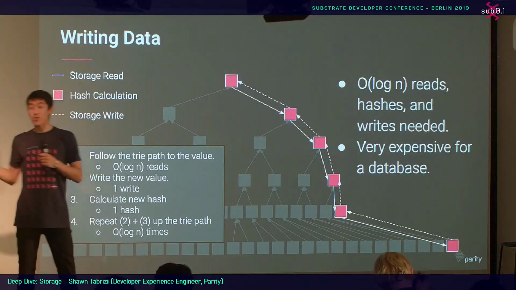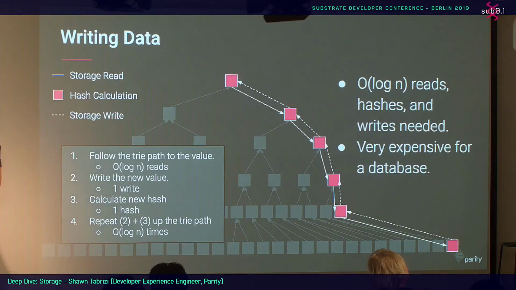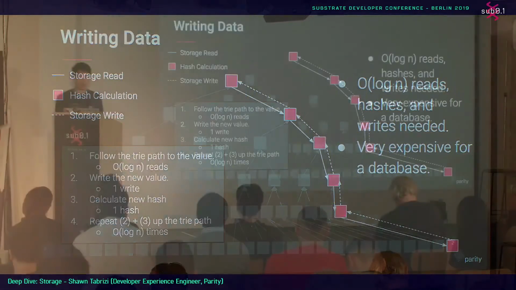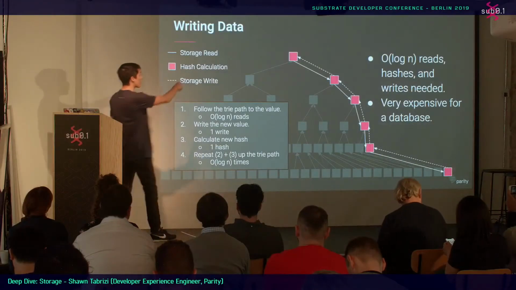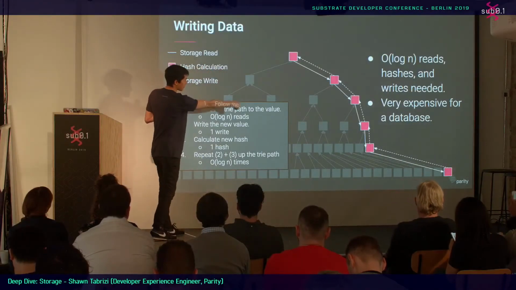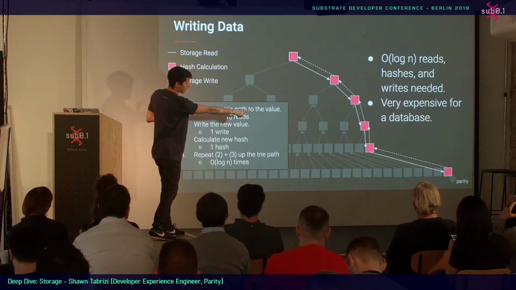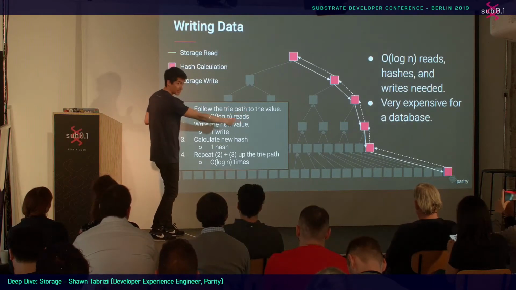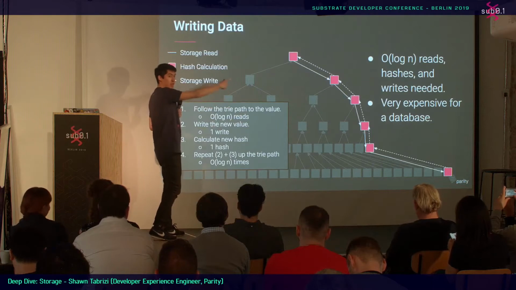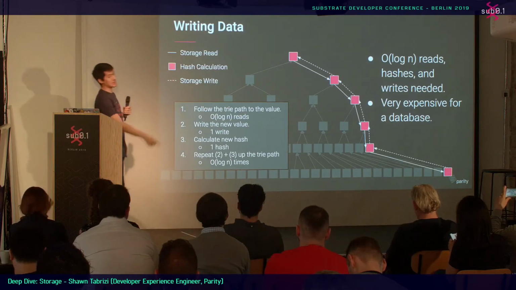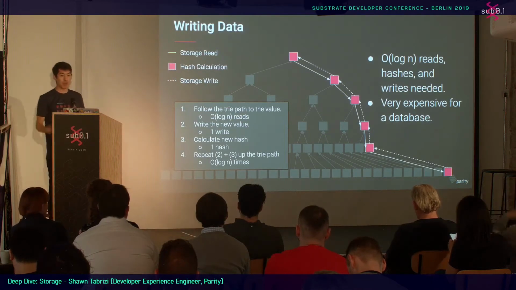Writing data is even worse, honestly. It's O(log n) reads, O(log n) hashes, and O(log n) writes. So you need to go read the path to the value you want to change, change the value, hash the value, write the value, go up, hash, write, go up, all the way up. This is very expensive for a database. So why do we even use it? It's bad for reading, bad for writing.